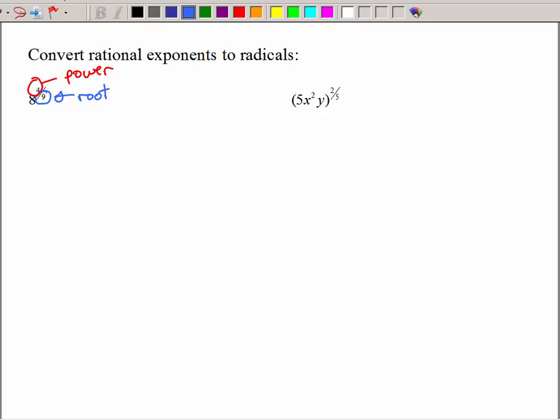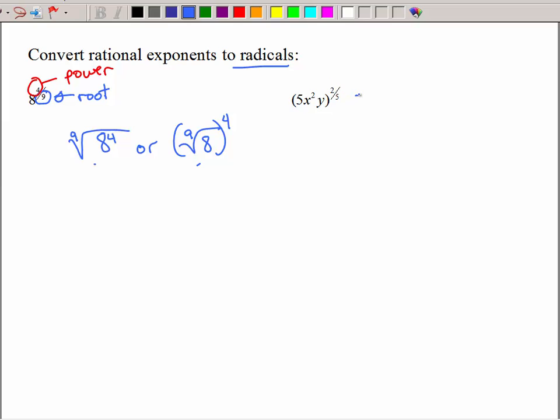So if I want to convert this to radicals, I take the 8, I take my radical sign, and the root goes right there. You have to be careful. I need to be able to read it. And the power can go inside, or we could write it as the ninth root of 8 raised to the fourth. Either way is perfectly acceptable.